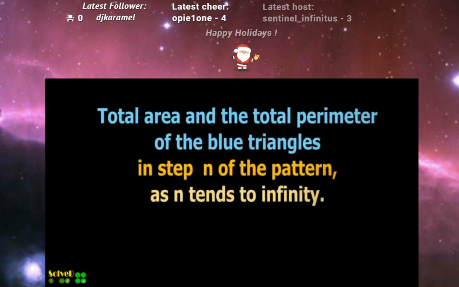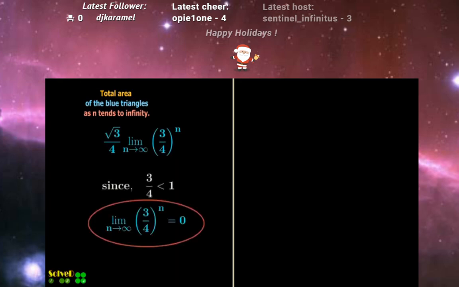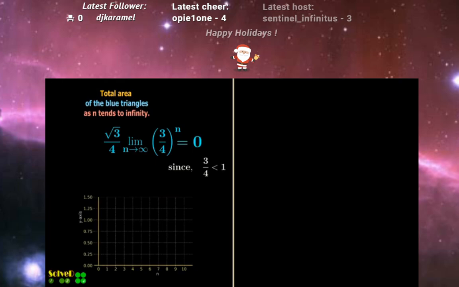Let's look at the total area and the total perimeter of all the blue triangles as n tends to infinity. For the area, write the formula for the nth step and find the limit as n approaches infinity. This can be written this way. Note, 3/4 is less than 1. As n increases, the limit of this function approaches 0. A graph of this function is shown. It can be seen, as n gets large, the function approaches 0. It looks like a logarithmic curve almost.